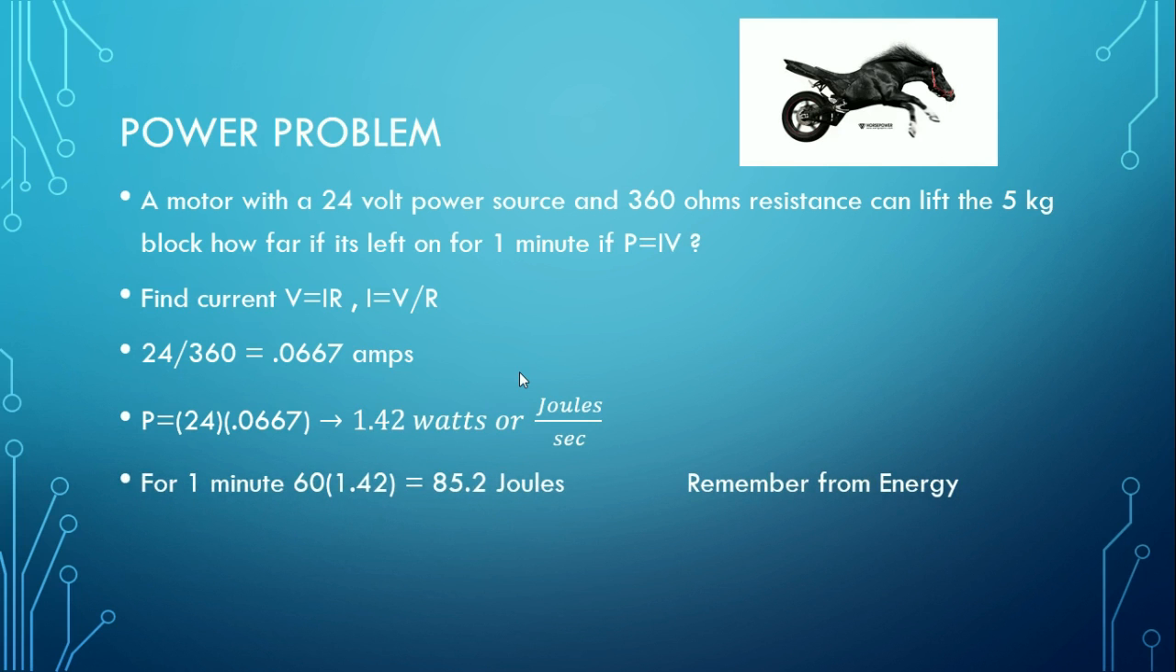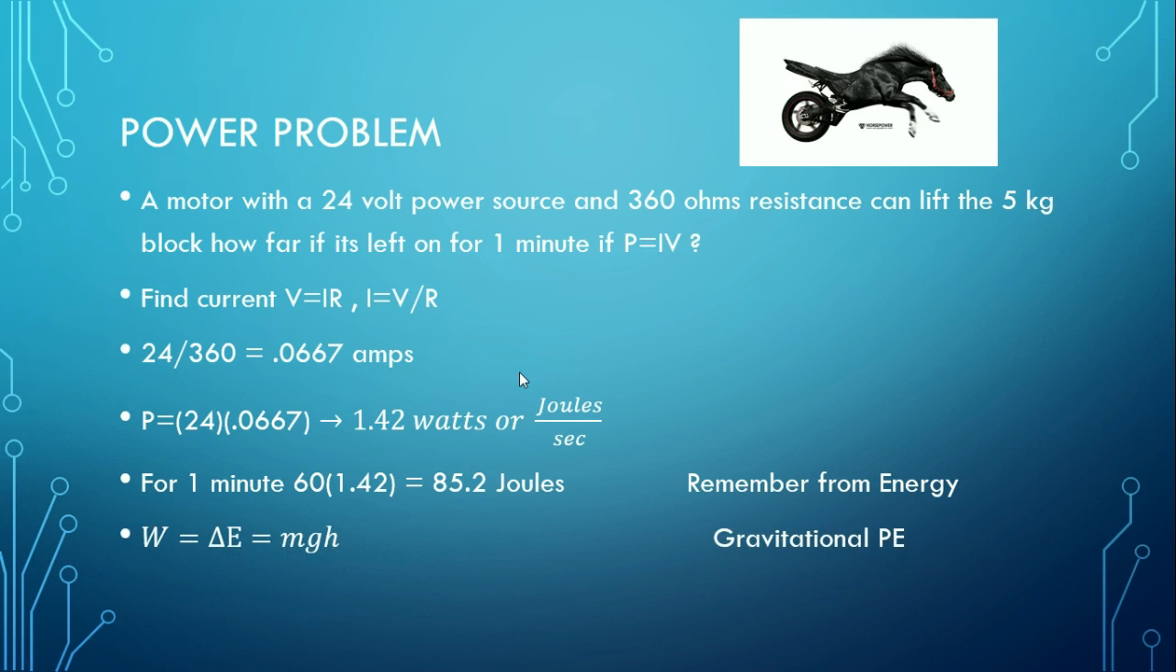And so if we want to find out how many joules are used in a minute, we have to convert. This is joules per second, and we want a minute. So a minute is 60 seconds, so we multiply 1.42 times 60 and get the total amount of work or energy we have, which is 85.2 joules. And this is all from energy, so you can take a look at my videos on energy to get a review about this.